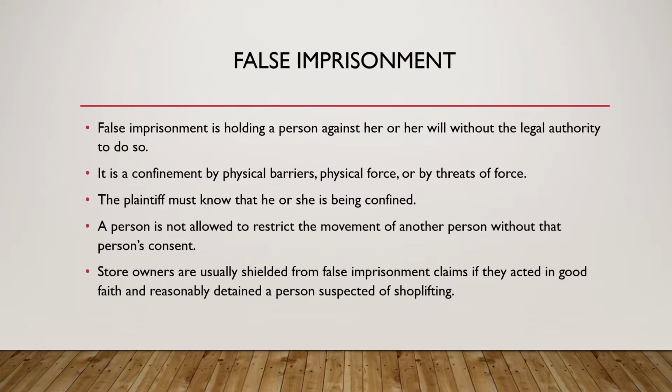False imprisonment. False imprisonment is what you would expect based on the name. It's where you hold someone against their will without the legal authority to detain them. So someone comes to your home and they want to leave, and you tell them you can't leave, and you lock the doors and block them from leaving. That's going to be a claim for false imprisonment because it's a confinement. You're restraining somebody against their will. It's a confinement that happens by either physical barriers, physical force, or threats of force.